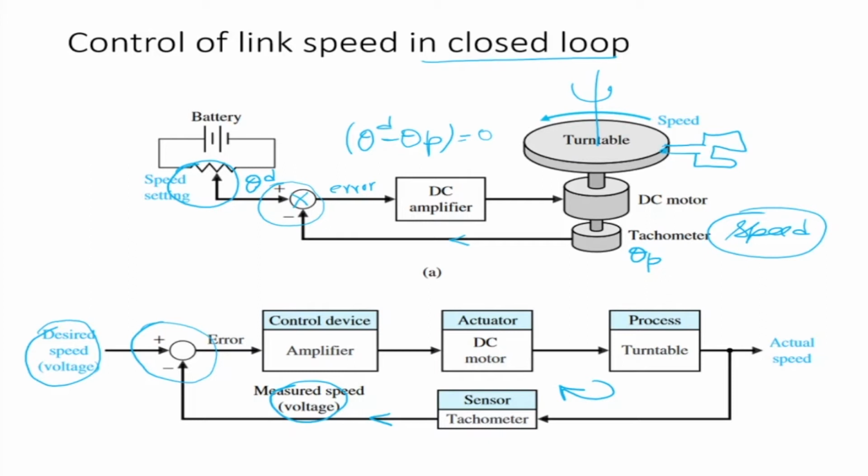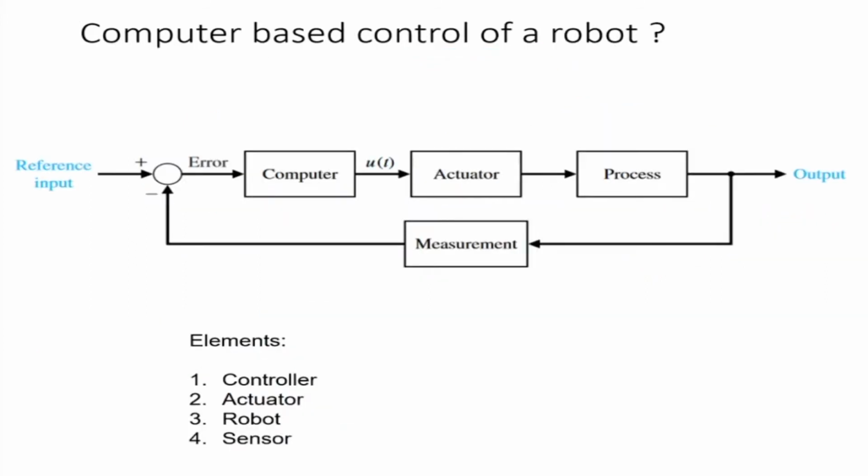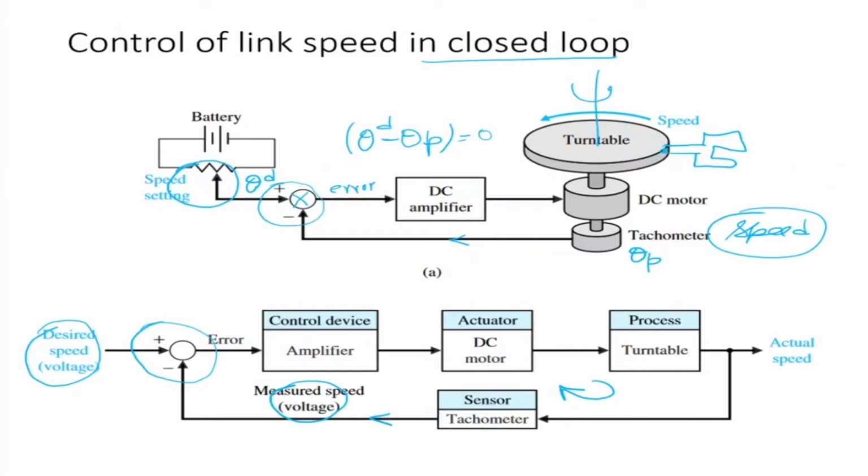For the robot also it is exactly the same, because the turntable you can look upon as a joint in the robot. So what we see is that in the closed loop control system we have a feedback, and in the open loop control system we don't have any feedback. That is the basic difference. Now let's look a little further. In the previous case, if you notice, there is no controller here. Whatever is desired, there is a desired voltage, it generates an error, it is amplified and goes through.